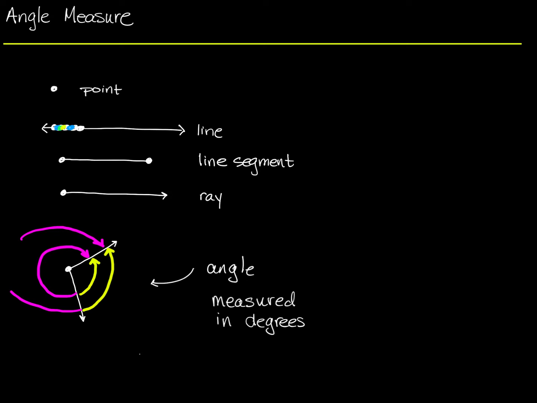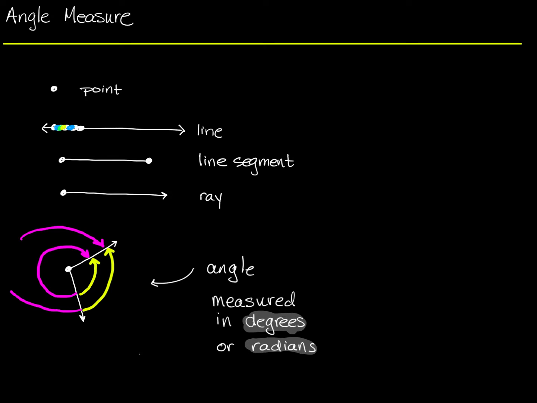There's another unit that we can use, and that's called radians. So we can use either degrees or radians to measure rotational distance, to measure angles.